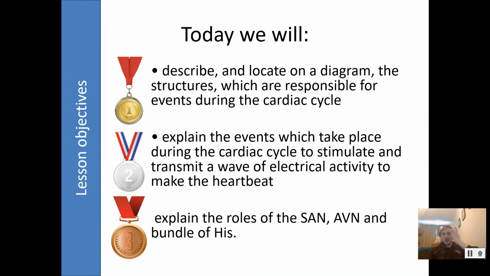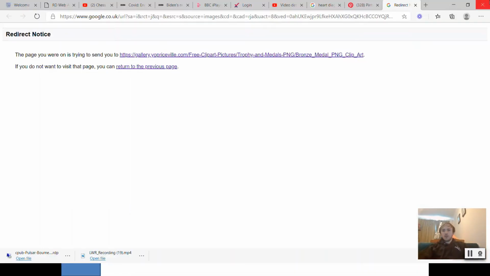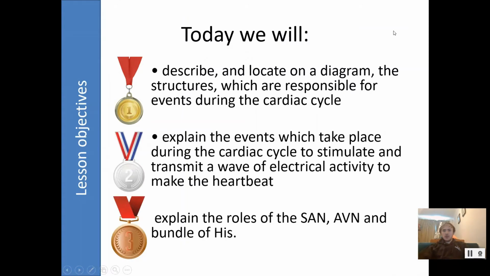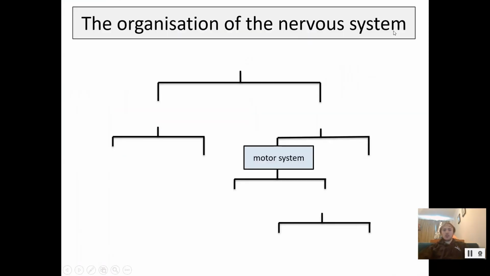So you will probably have had the SAN and the AVN mentioned to you, maybe not the bundles of His, but today we're going to go over that in a lot of detail. If you feel like you already recognise a lot of it, then this may be quite an easy lesson for you. But we're going to start off with a slightly different thing. We're going to start off with talking about the organisation of the nervous system.